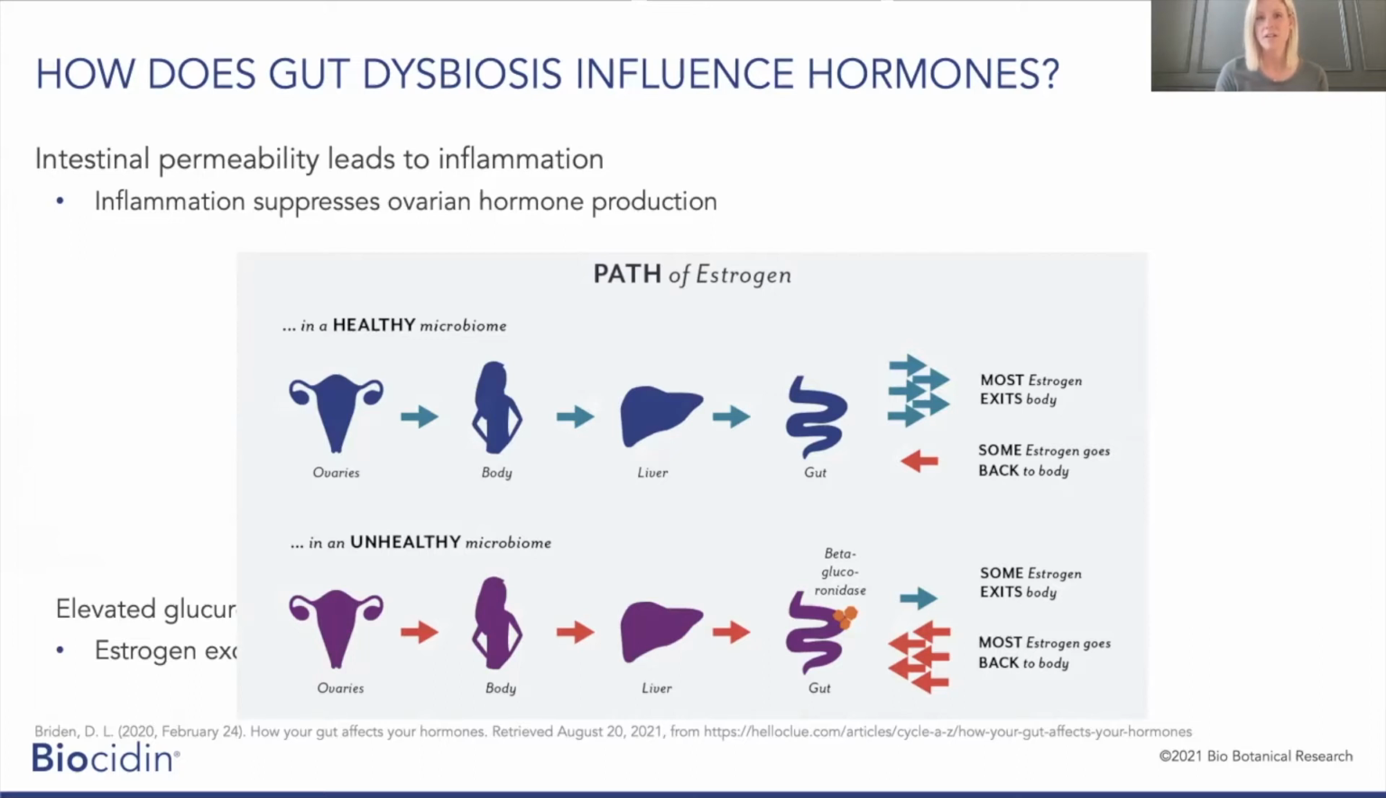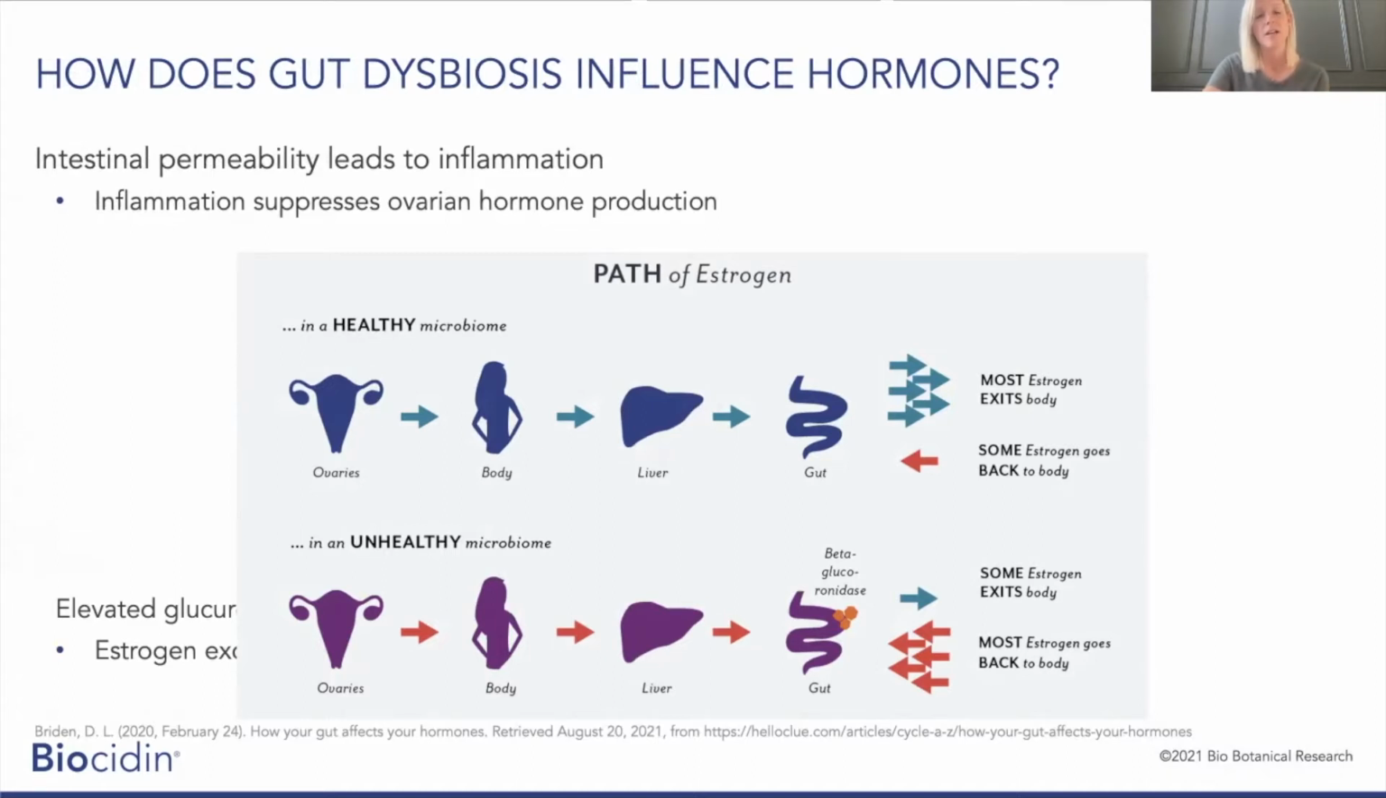As you can see here, in a healthy microbiome, the ovaries signal to the body, which uses the liver, which signals to the gut. And then most of our estrogen exits the body, some goes back in. And what you can see is that if we have an elevated beta glucuronidase, it contributes to estrogen excess. And so what we see in this diagram, and I apologize, my text is covered up, but the diagram explains it really well.